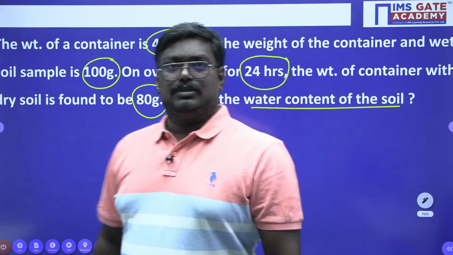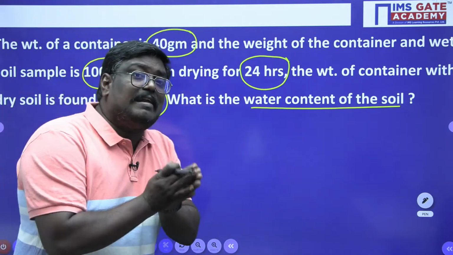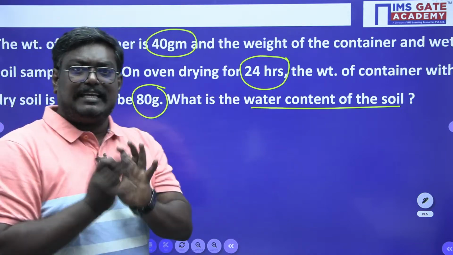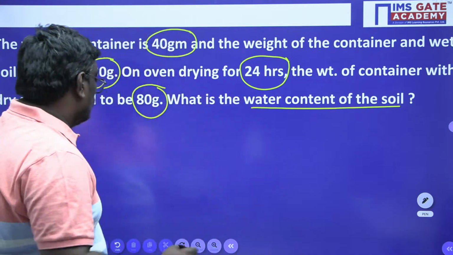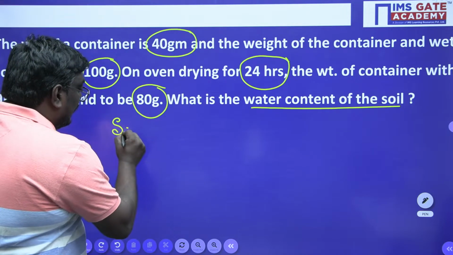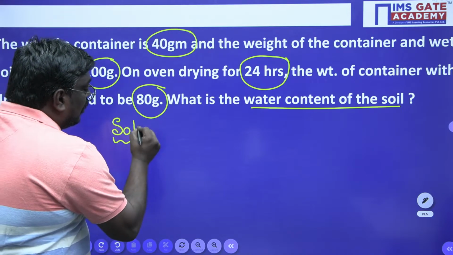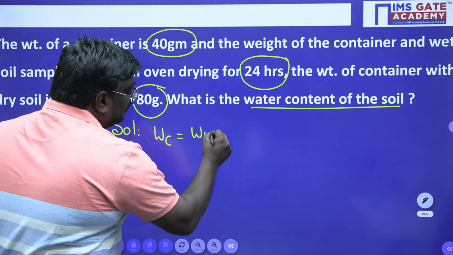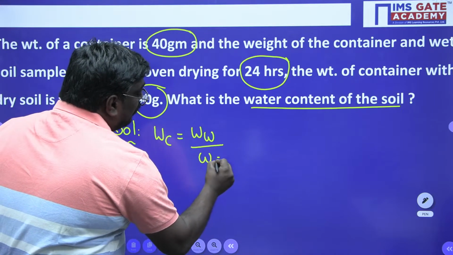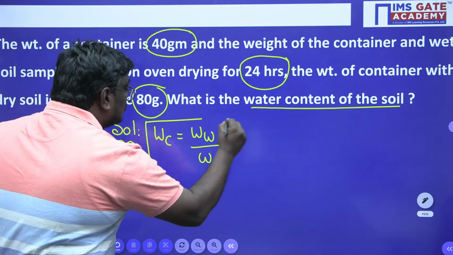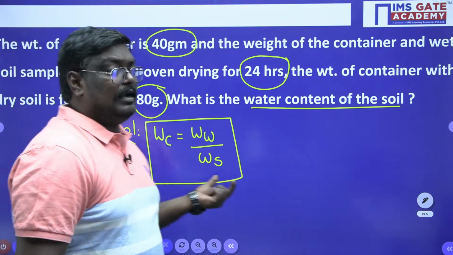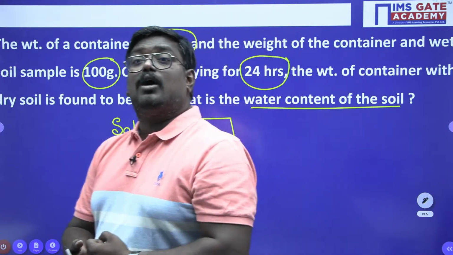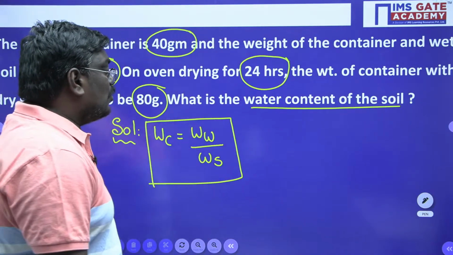Very good question, students. If you know the oven drying method, this problem is very easy. I will tell you in a single line statement and we will discuss in detail also. When I talk about water content, what do you mean by water content? Water content is defined as the ratio of weight of water to the weight of solids. First of all, you should understand what water content is. Now, how do you calculate this?